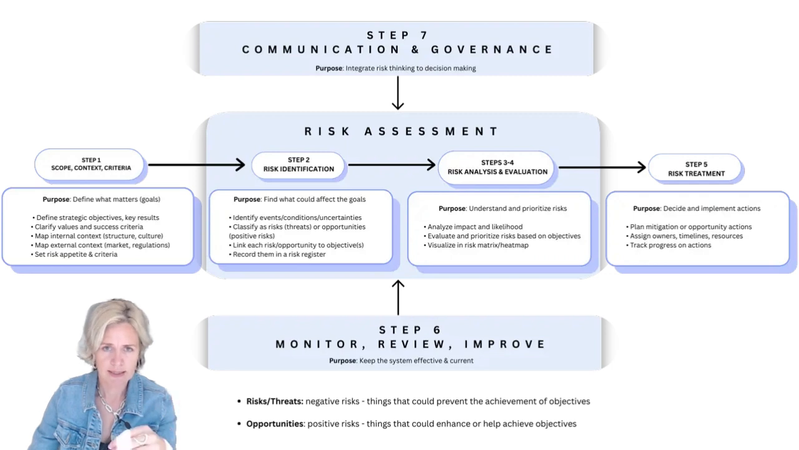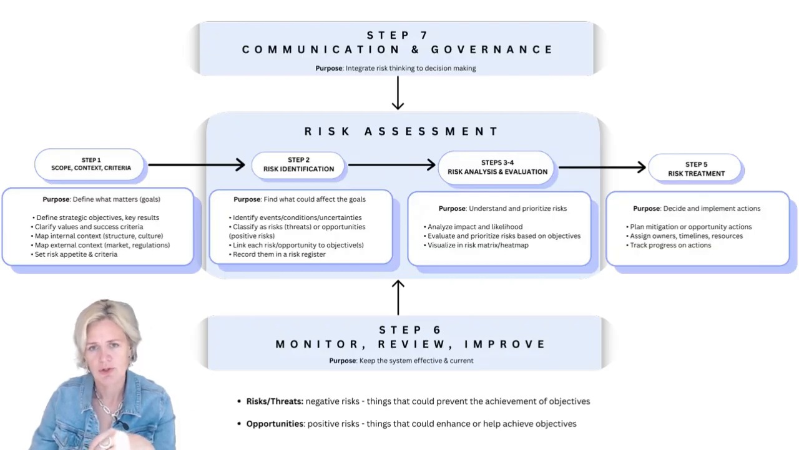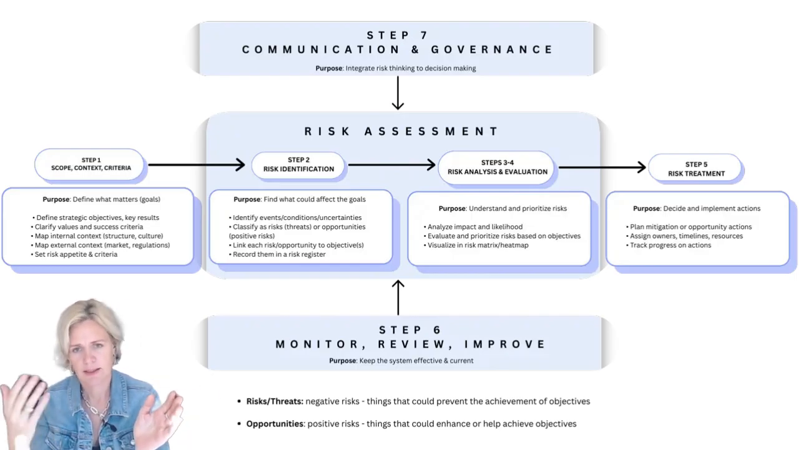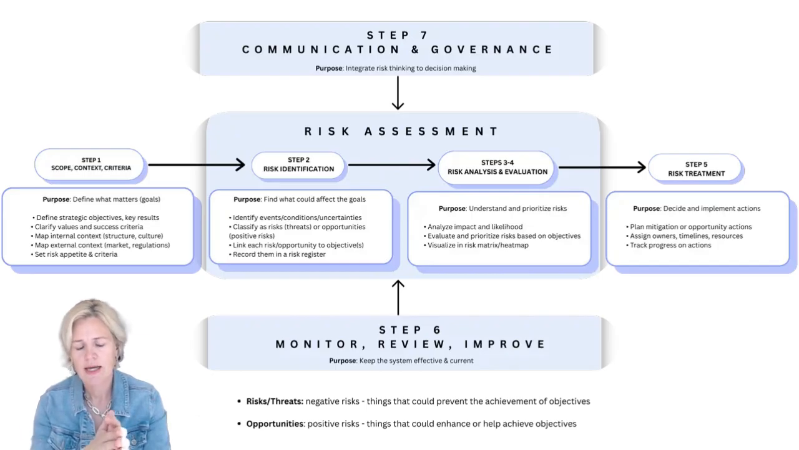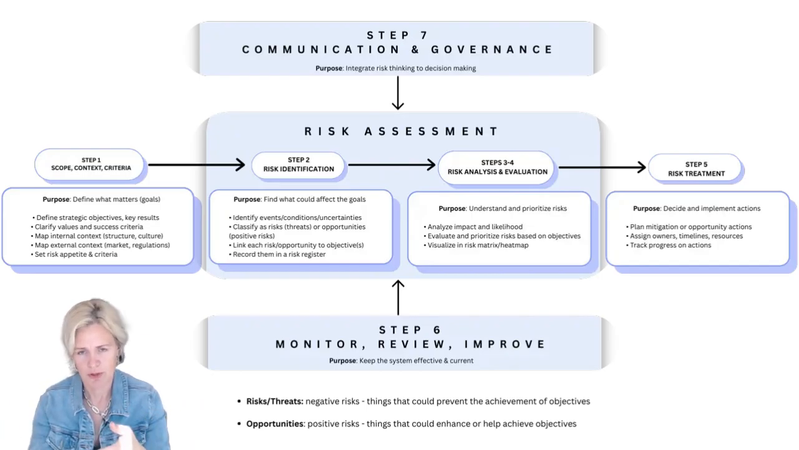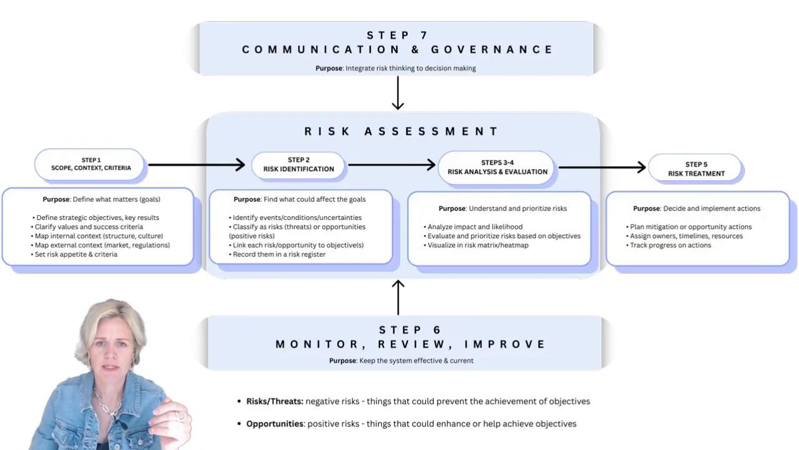In this second step, risk identification, you are going to identify your risks and opportunities and link them to the objectives. You are going to describe the events, conditions, and uncertainties that could either negatively impact your objectives, these would be the risks and threats, or positively impact your business goals, and these would be the opportunities, the positive risks. So this is what you do in the risk identification step.